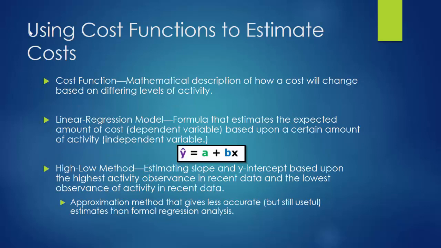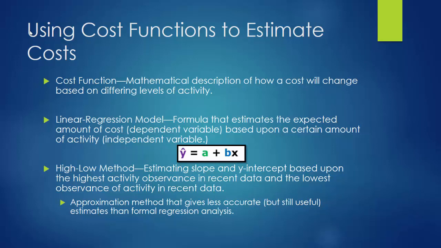In this chapter we're going to be dealing with cost functions. Cost functions are a way to describe mathematically how a cost is expected to change when its level of activity that goes into that cost also changes. So it examines the relationship between activity and cost and makes a formula to help you come up with a budgeted cost you can expect based on a level of activity.